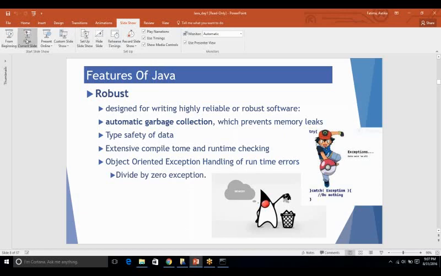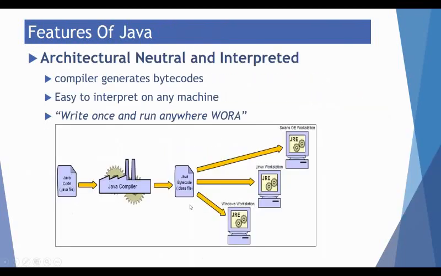Let me go back to the slideshow. Now, Java is architecture neutral. The Java language is both compiled as well as interpreted. Now let us have a look at the compilation process as well as the execution process in Java.